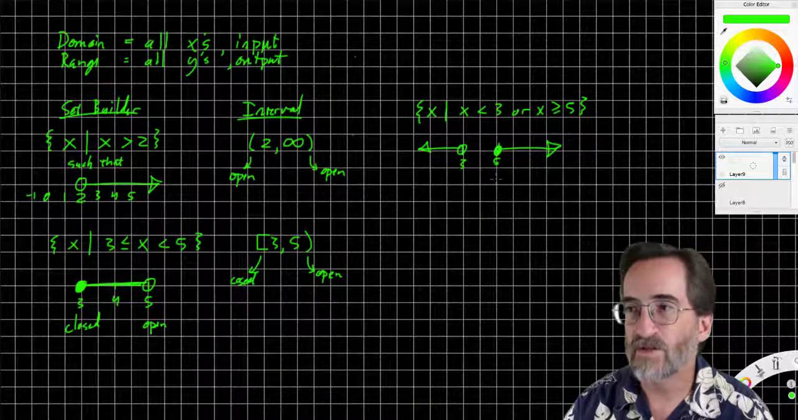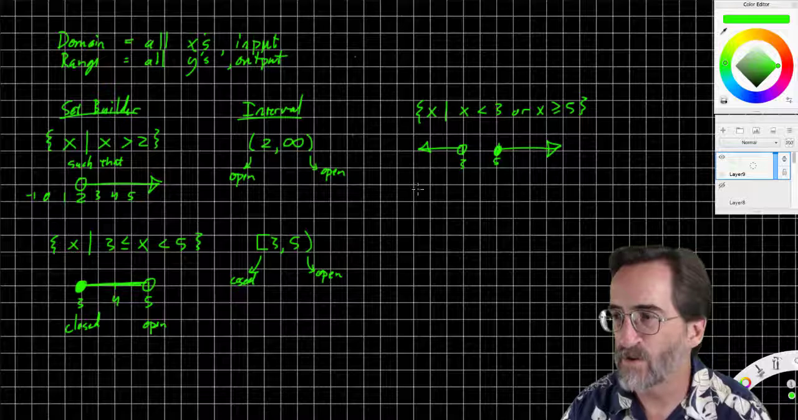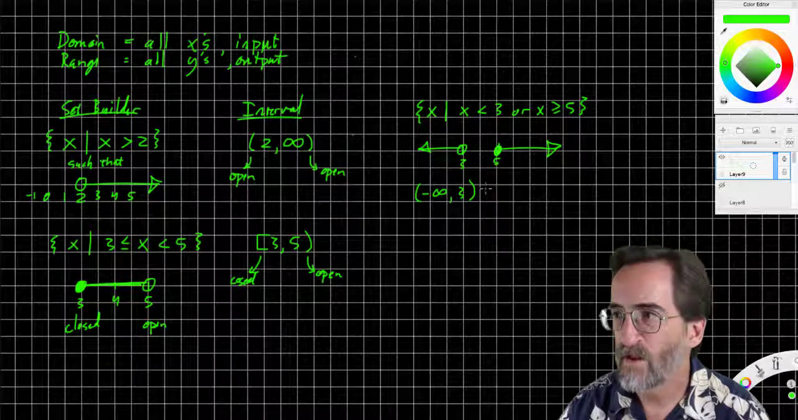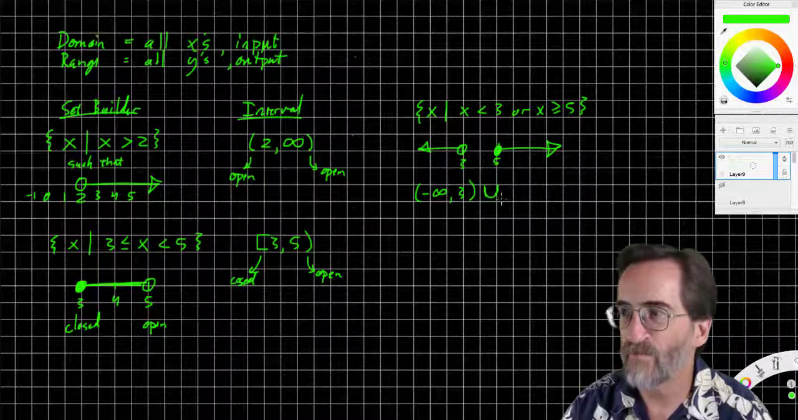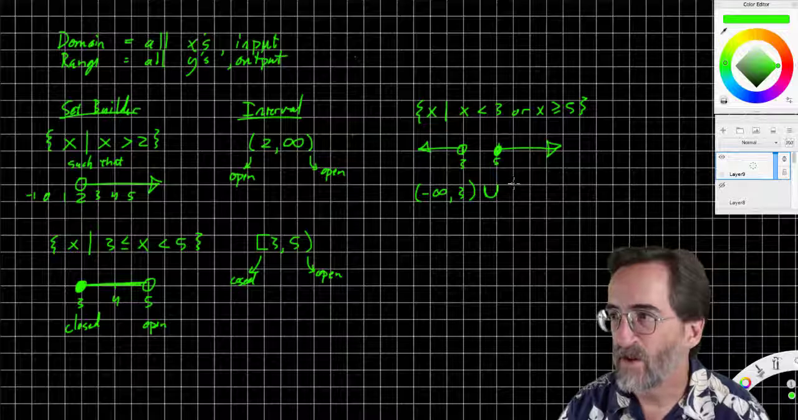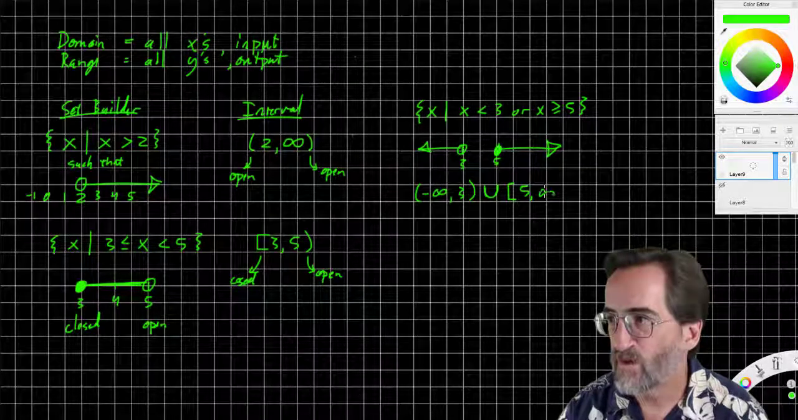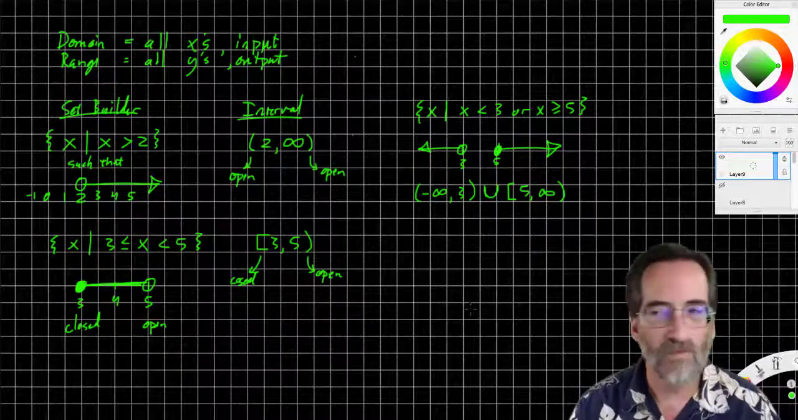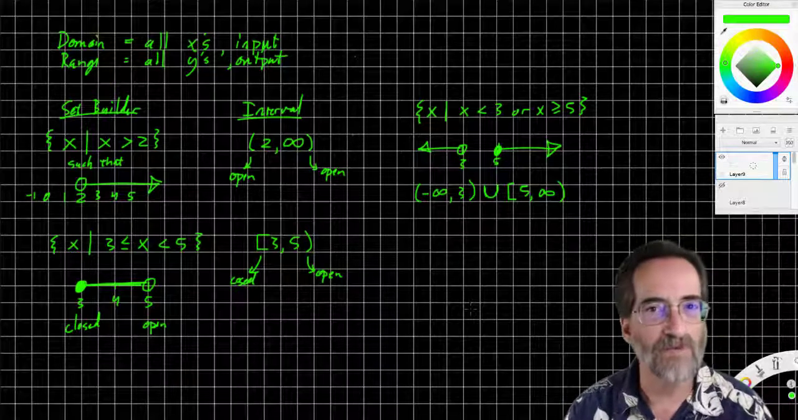So that would be set builder notation, whereas interval notation would look like this. It would go from negative infinity to 3 with a soft boundary. Union, that's how we combine sets. That's not a U, it is actually a set notation symbol meaning union, as opposed to intersection, which would be the shared parts of two sets. This is combining two sets absolutely. And then closed interval 5, open interval infinity. So that's the notation, and we come across it when we want to write the domain and range of various functions here.